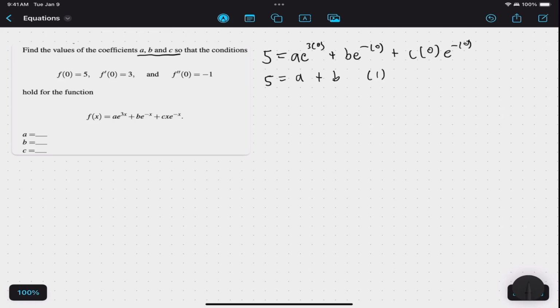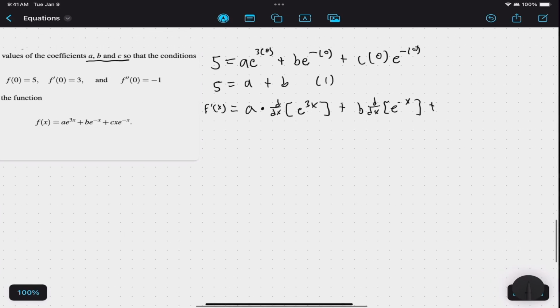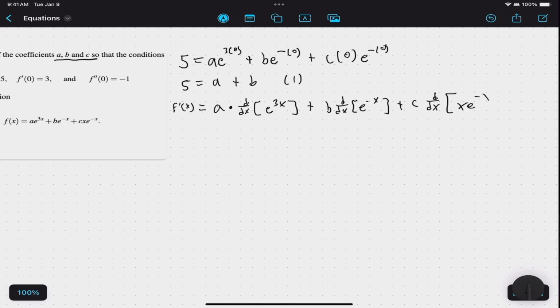Now we need to find the second equation, which is finding the derivative of this. So the derivative is going to be equal to, a is a constant, so we can take that out, multiplied by the derivative of e to the 3x, plus b is a constant, times the derivative of e to the negative x, plus c is also a constant, the derivative of x e to the negative x.